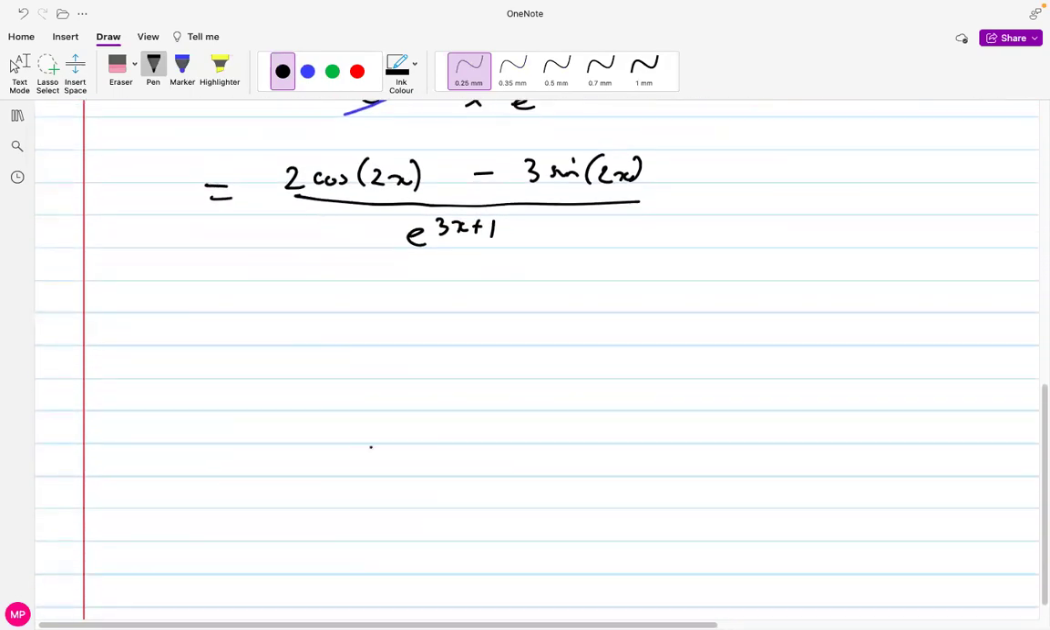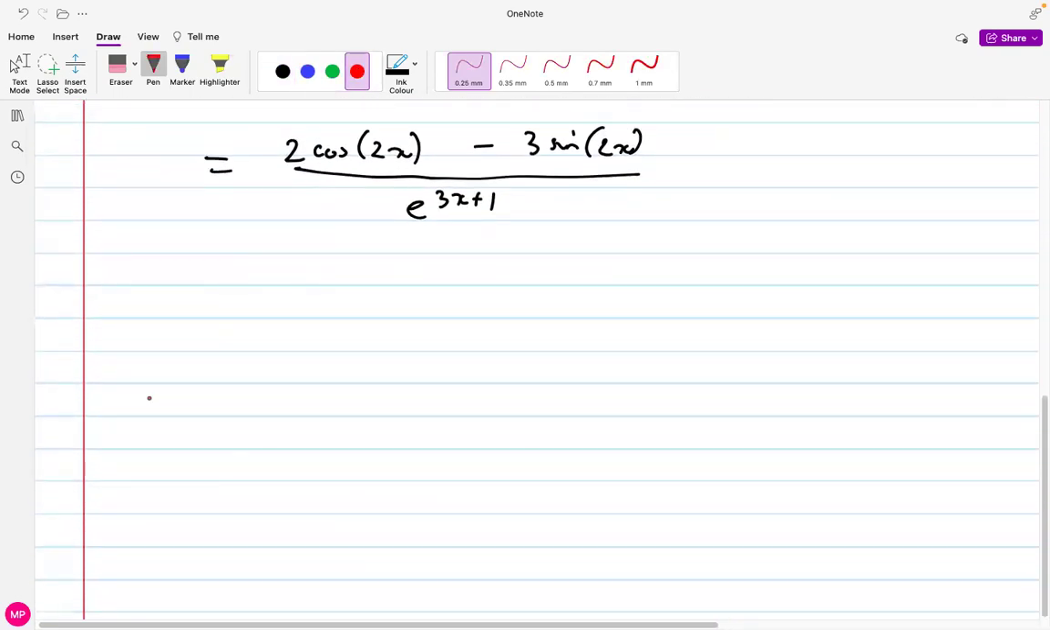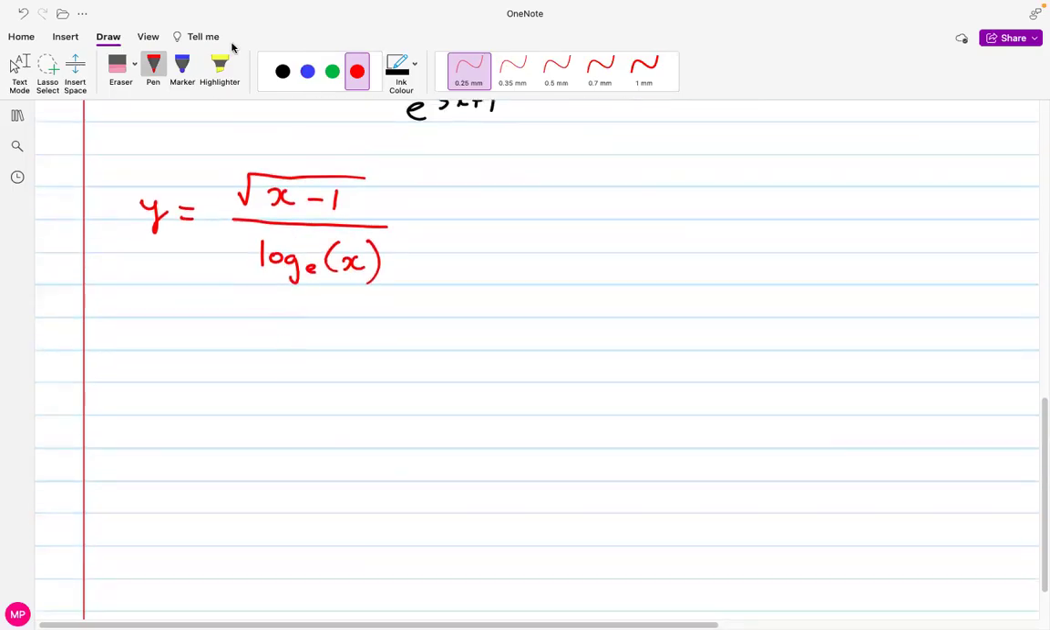Okay. We're going to do another example. This time, let's say I want to do a square root of x minus 1 or something, divided by, now let's say, log e of x, something like that. So u and v. u will be the square root of x minus 1. v will be log e of x, right?